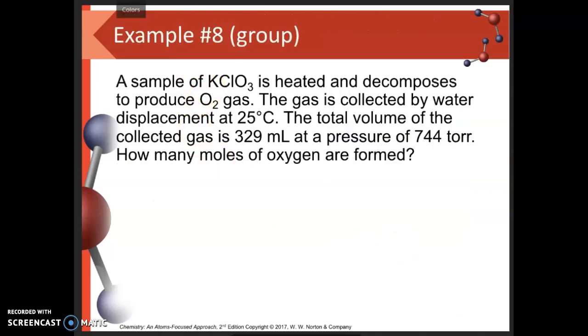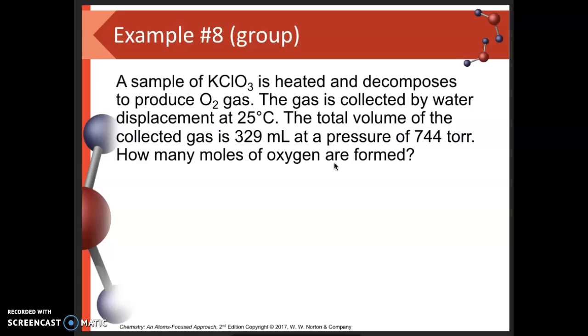We have a sample of potassium chlorate that is heated and decomposing to form oxygen gas. The gas is collected via water displacement at 25 degrees Celsius. Total volume of the collected gas is 329 milliliters. Pressure is 744 torr. How many moles of oxygen are formed?